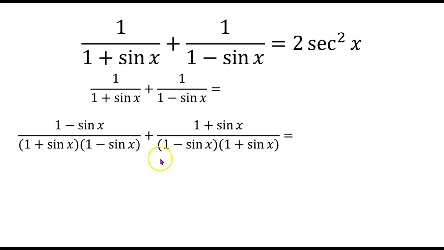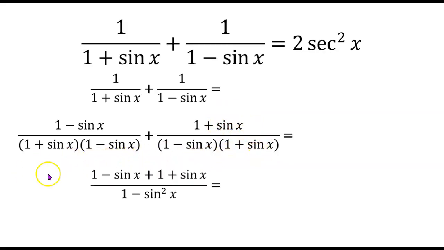And now that they have the same denominator, we can combine them into 1 minus sine x plus 1 plus sine x all over. Now, I went ahead and multiplied that out on the bottom. The denominator multiplied out is 1 minus the sine of x squared. And then on top, this simplifies to 2. The 1 plus 1 is 2, and the minus sine x plus sine x add up to 0. So it's 2 over 1 minus sine squared x. But 1 minus sine squared is equivalent to cosine squared. So I can write this as 2 over cosine squared x.